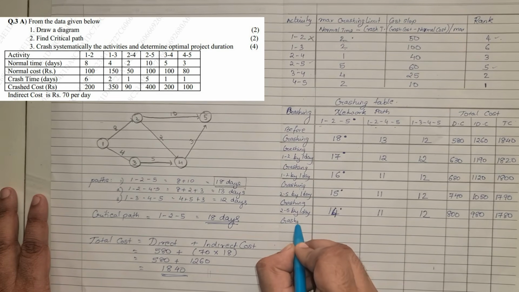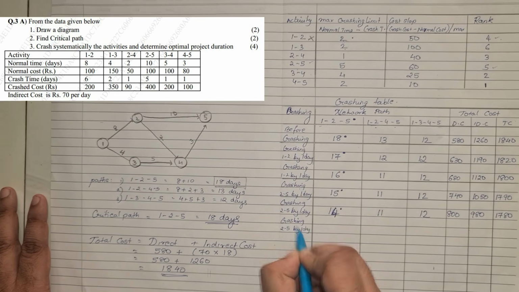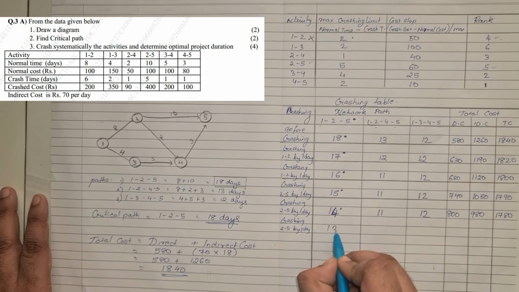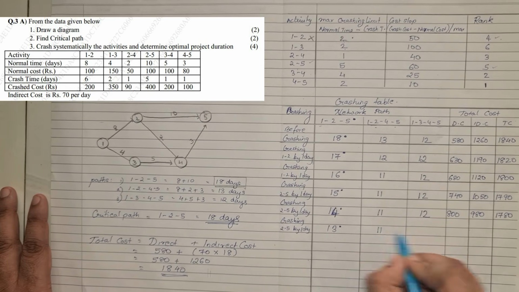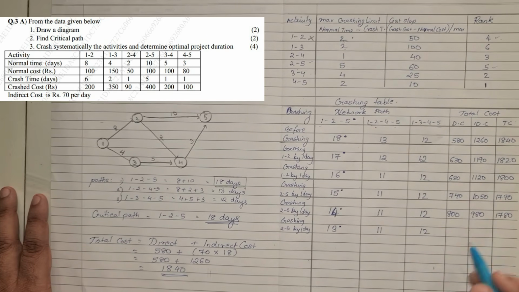So I'm writing here: crashing activity 2-5 again by one more day. Remember, activity 2-5, you can reduce by 5 days. So this becomes 13 days. This is 11, this is 12. 60 rupees gets added, so it becomes 860. From 980, we subtract 70 rupees, so this becomes 910. When added to 860, it becomes 1770.